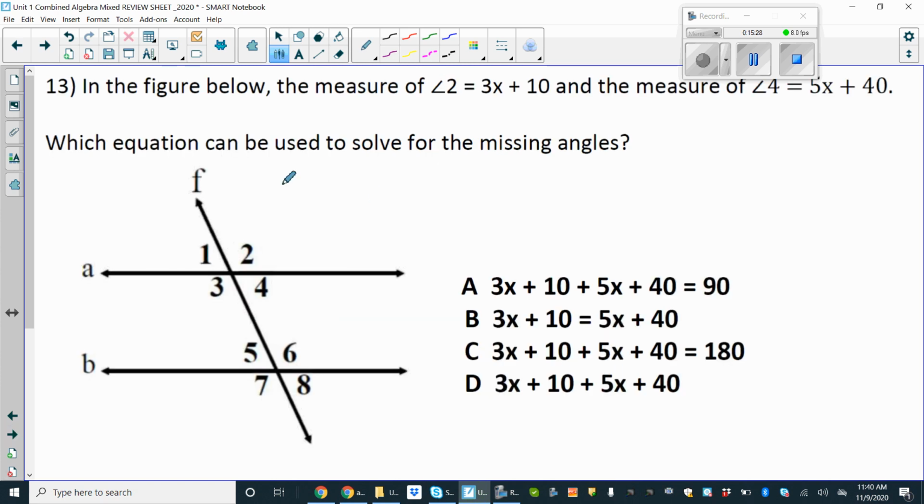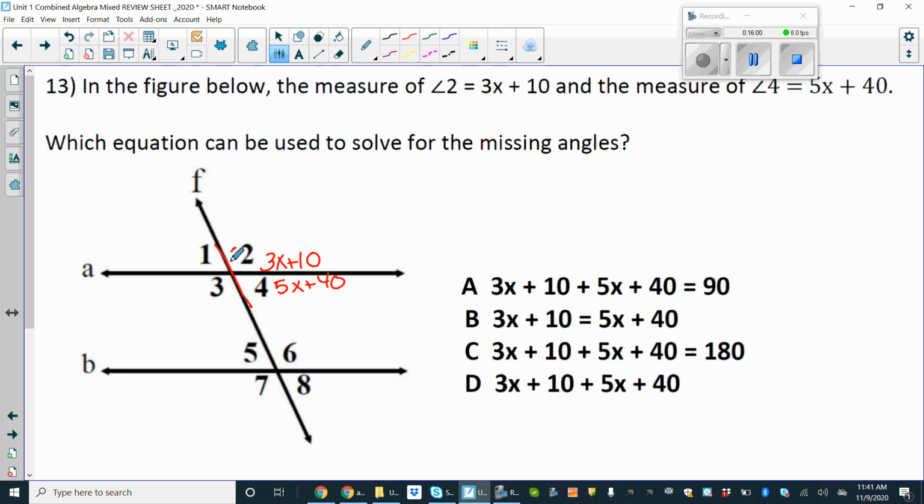Number 13, in the figure below, the measure of angle 2 is 3x plus 10, so I'm going to put that right here. And the measure of angle 4 is 5x plus 40. So now, which equation can be used to solve for the missing angles? We know that they create a straight line. These are supplementary, one obtuse angle and one acute angle. Anytime you have two parallel lines cut by a transversal, they will always be supplementary angles.